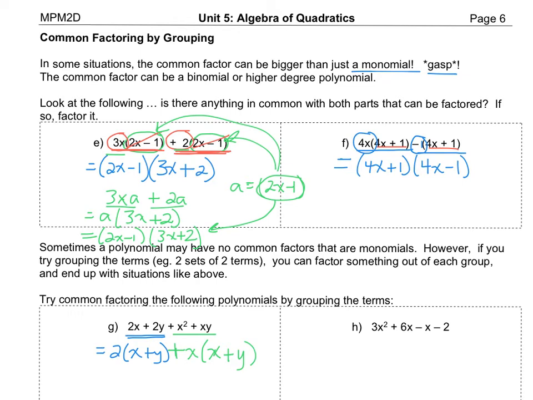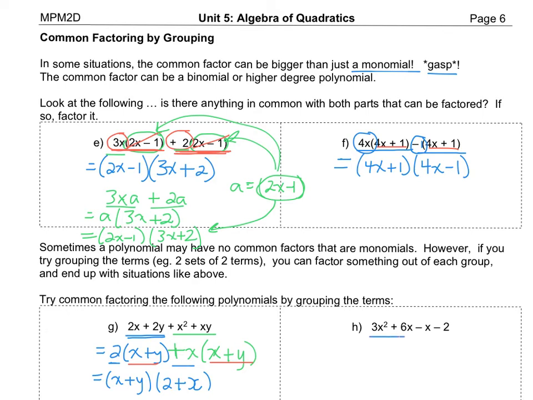Now this is set up like the above examples in part E and F. I have an x plus y that's common to both. We're going to have x plus y common to both, and it leaves me with a 2 and a plus x. 2 plus x as my second bracket. All right, do you want to try the next one? Put it on pause, give it a shot, and then we can talk about it.